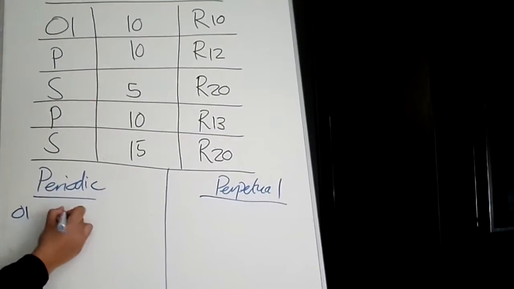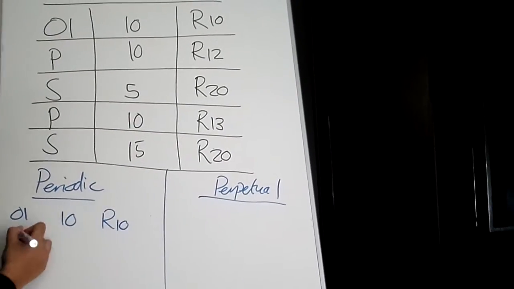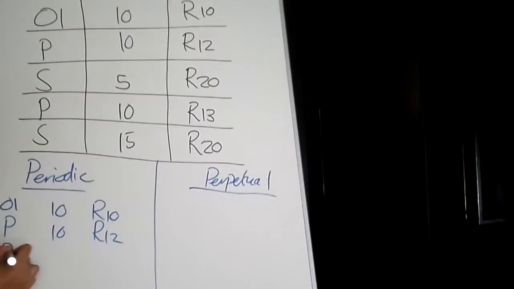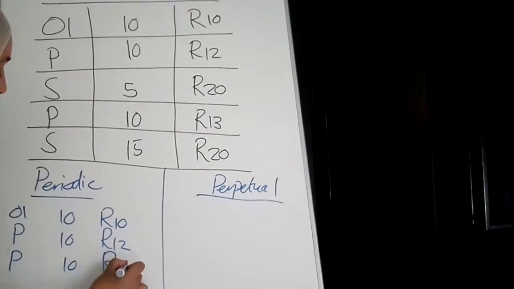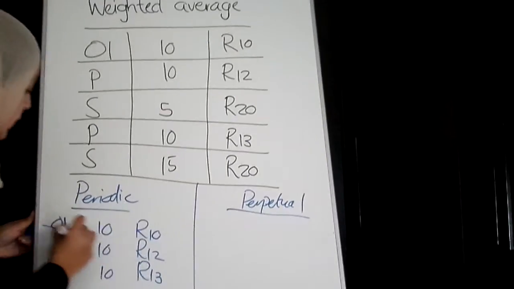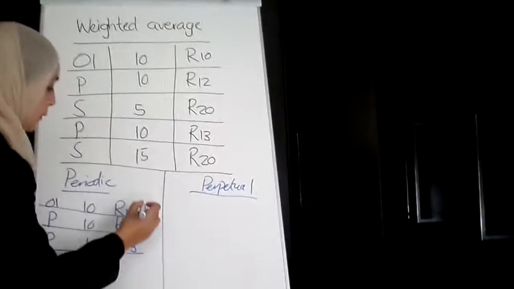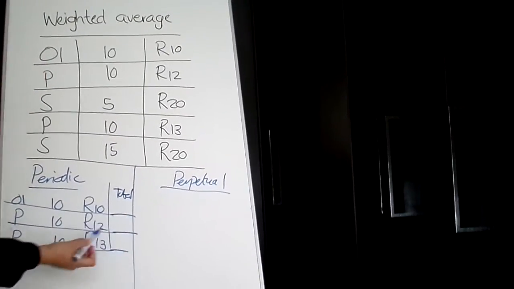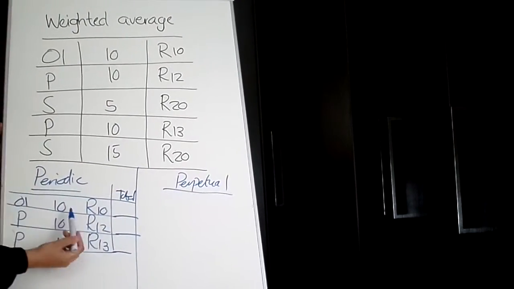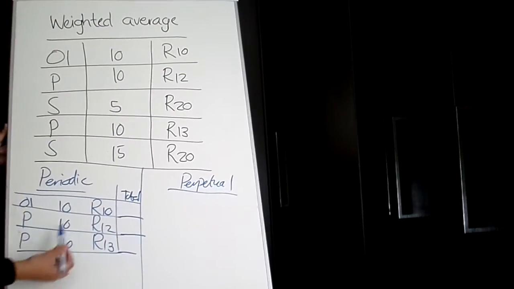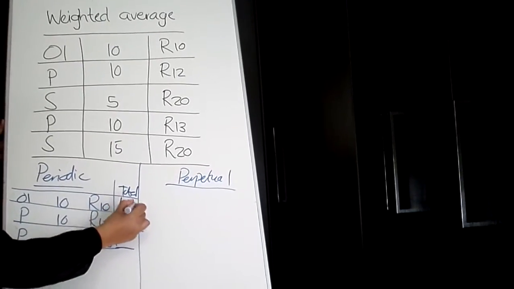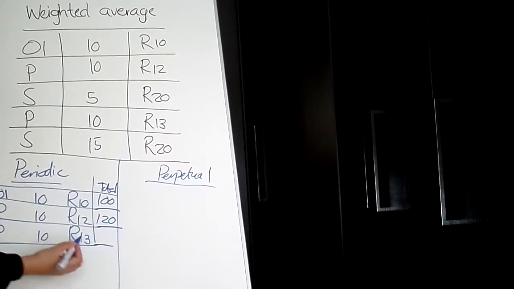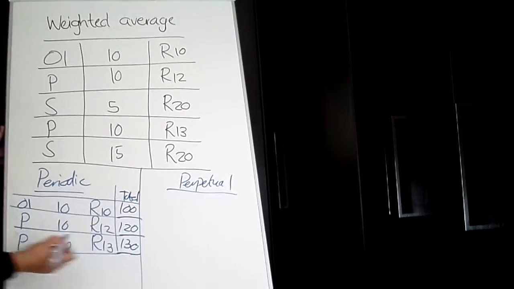So we had opening inventory of 10 units at 10 rand, then a purchase of 10 units at 12 rand, and then another purchase of 10 units at 13 rand. What you now need to do is add a total column. In that total column, you will multiply your quantity by your unit price. So 10 times 10 is 100, 10 times 12 is 120, and 10 times 13 is 130.